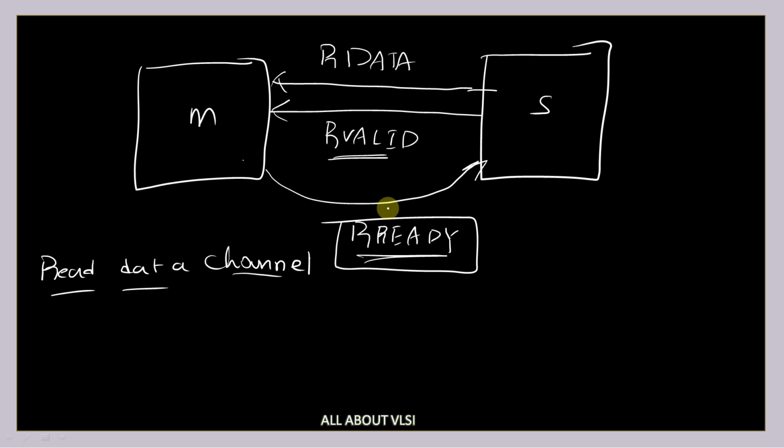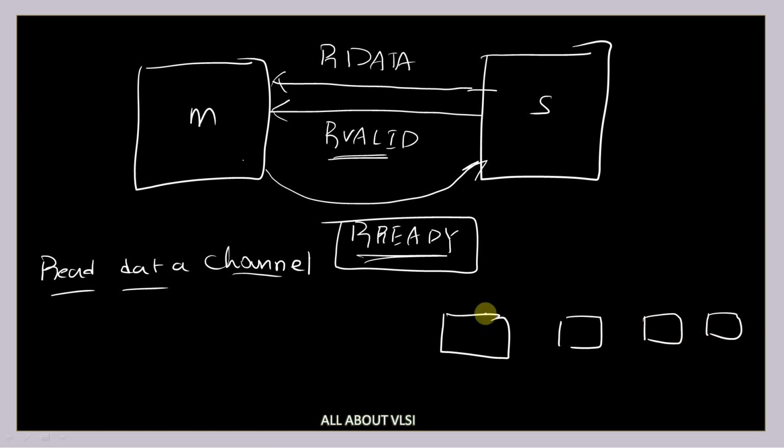If the master has not successfully sampled, or it needs some more time for processing the information, then the master provides R ready equal to 0, so that the slave will wait for the master to complete its transaction. Now, if it is a burst, like this, it is going to send 4 data items.